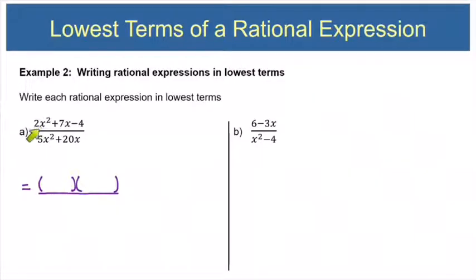First times first gave us 2x squared, so that must be 2x times 1x here. Last times last gave us a negative number, so that tells me that the signs here and here must be different. I don't know right now whether the plus goes here or here. I just know that the signs have to be different. So last times last is 4. So my choices for 4 are either 2 times 2 or 1 times 4.